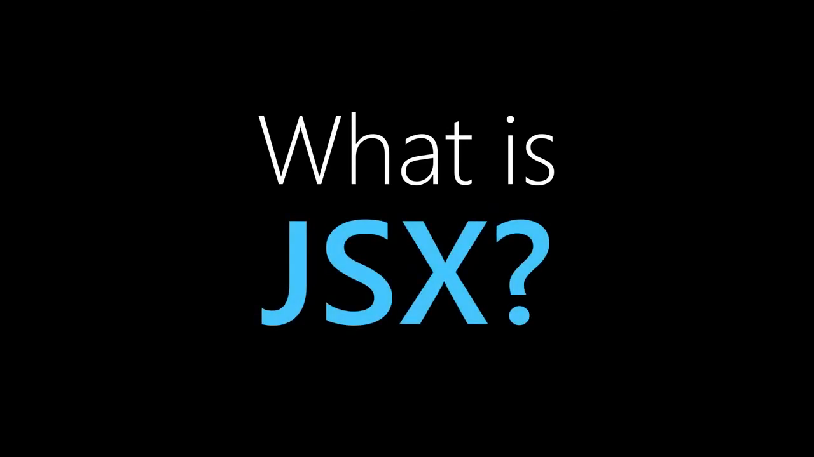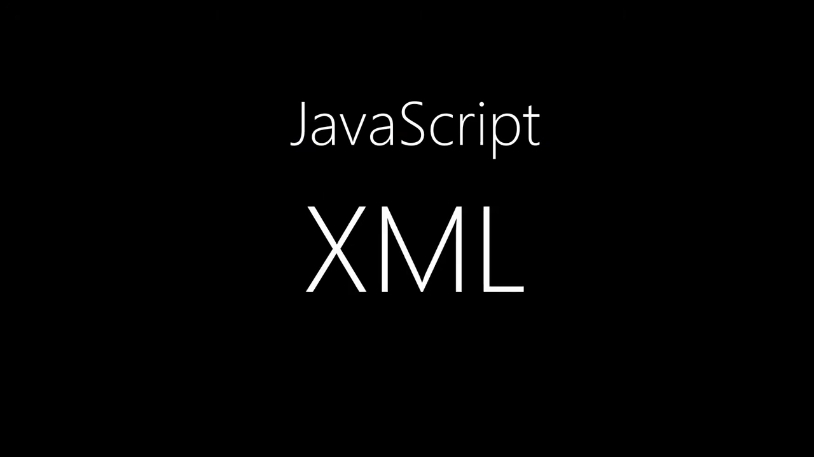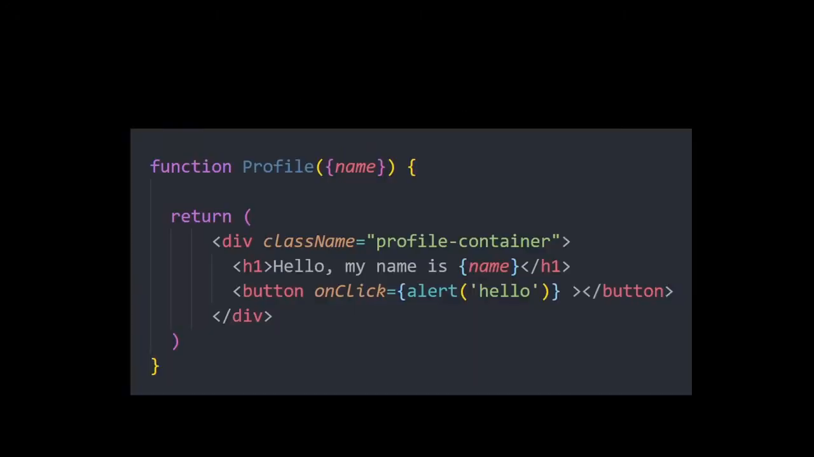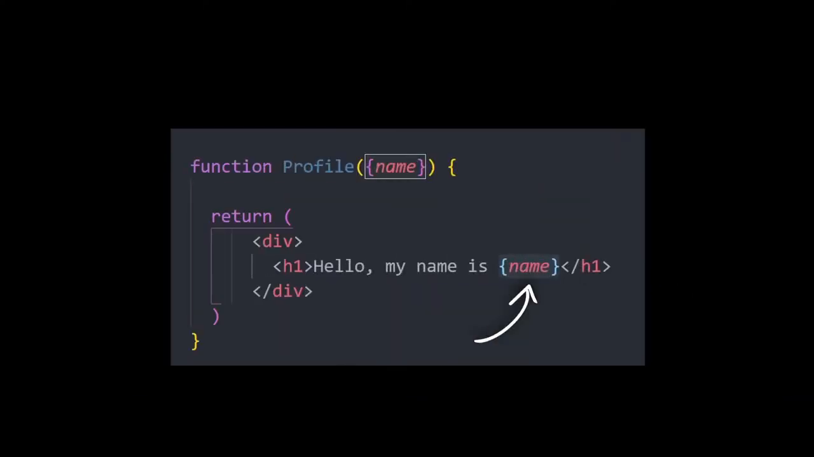JSX. Instead of writing traditional HTML tags, we're going to be using something called JSX, which stands for JavaScript XML. JSX actually looks a lot like HTML with some slight syntax differences and also gives us some added functionality. Take a look at this example and you'll see how you can use the curly braces to pass in variables and add JavaScript logic directly into your HTML.